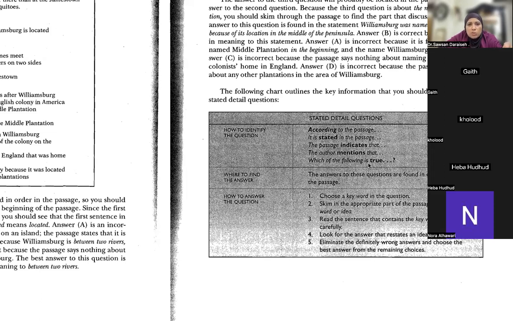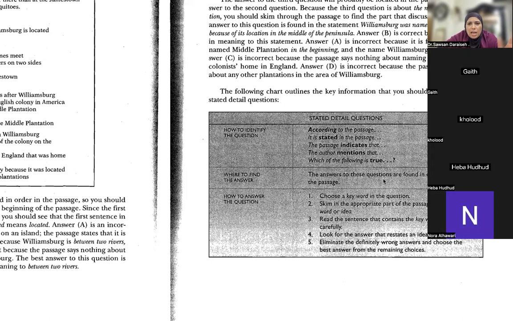Which of the following is true? أي من التالية صحيحة? And of course, according to the passage. Where to find the answer? وين ممكن ألاقي الجواب على أسئلة بدايتها زي هيك? Simply, the answer to these questions are found in order in the passage. بتلاقيها بترتيب معين في النص. How to answer the question? طب كيف نجاوب على هذا السؤال?